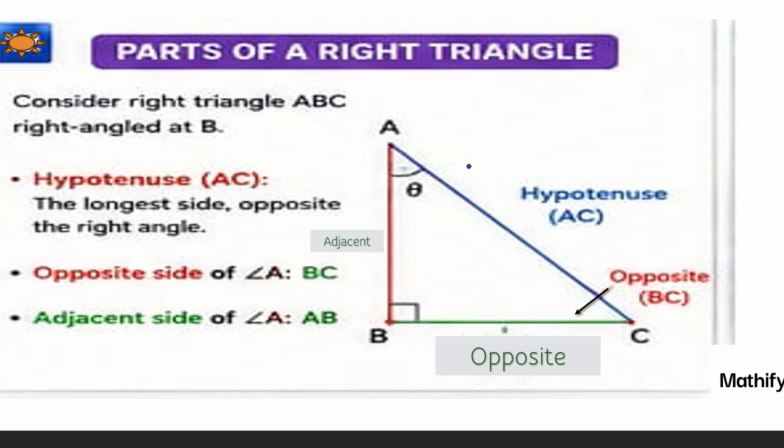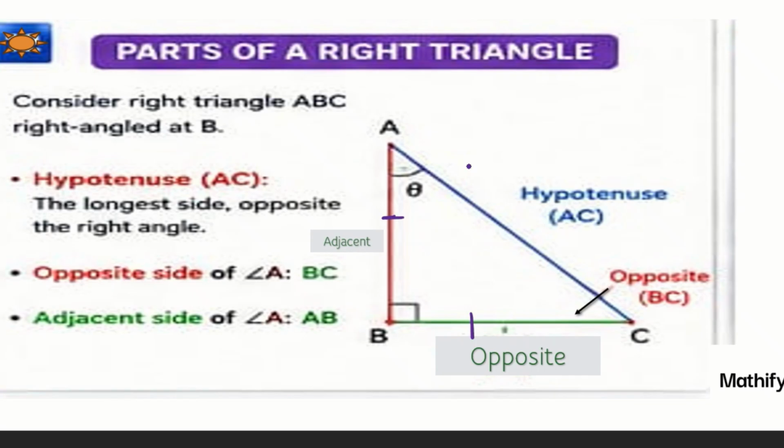Opposite side of angle A. So, this angle A, this is angle theta. Which side is opposite of angle A? Side BC. Side BC is opposite of angle A. Adjacent side of angle A. Which side is adjacent to angle A? Side AB is adjacent to angle A.